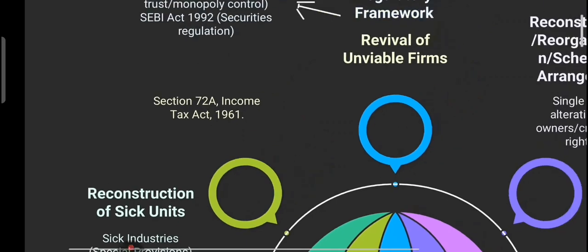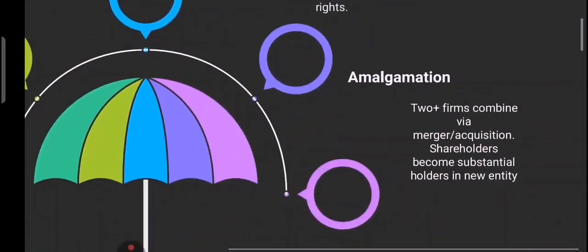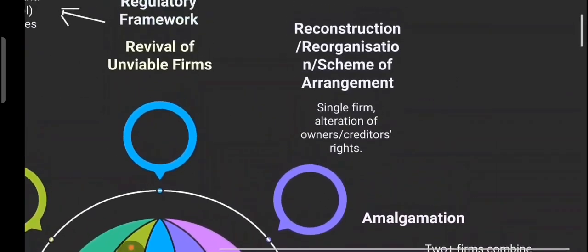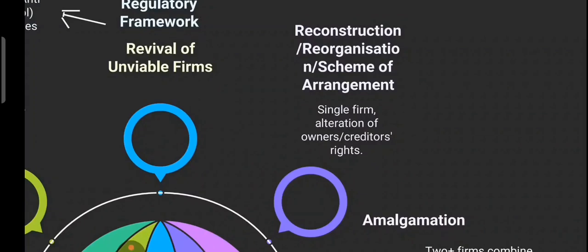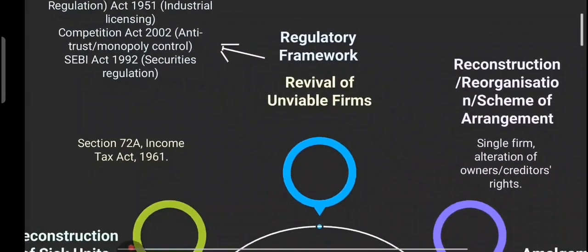Then comes amalgamation, as you can see on the right hand side. Amalgamation means when two or more firms merge to form a new entity. Shareholders of the original company gain a significant stake in the resulting business, paving the way for a strategic consolidation. And one more thing is reconstruction, reorganization, scheme of arrangement, which means a single firm alteration of owner or creditor. And then we have revival of unviable firm.